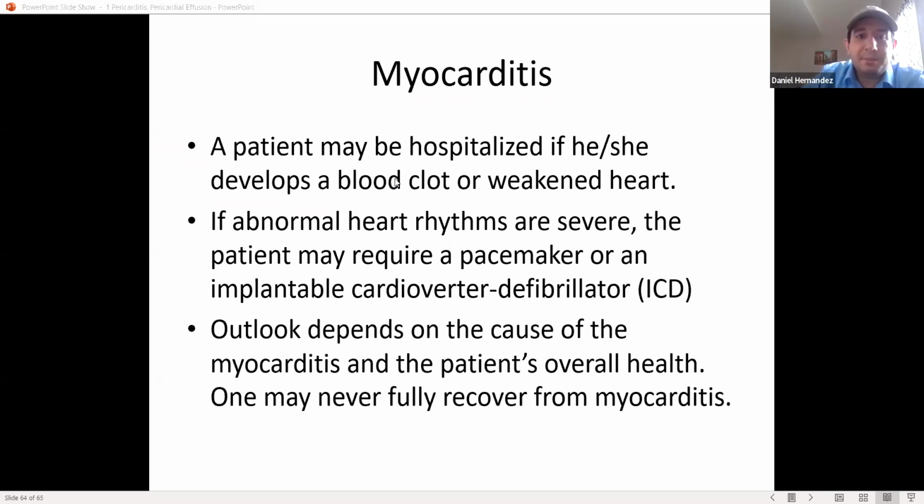With myocarditis, patients may be hospitalized if he or she develops a blood clot or a weakened heart. If there are severe abnormal heart rhythms, the patient may require a pacemaker or an implantable defibrillator.